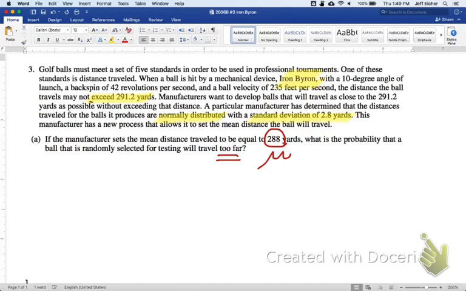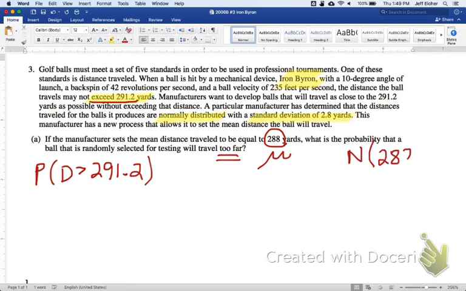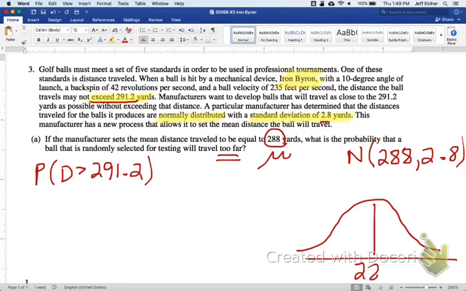So too far is anything exceeding 291.2. So we'd like to know the probability that the distance, let D be the distance the ball traveled, that D is greater than 291.2. Well, we're told that we have a normal distribution with 288 as the mean, and the standard deviation was given as 2.8. So that would give us a normal curve with a center of 288, a standard deviation of 2.8.